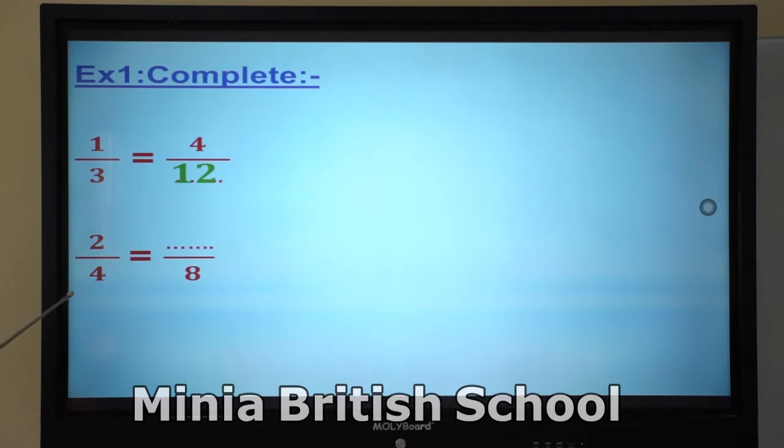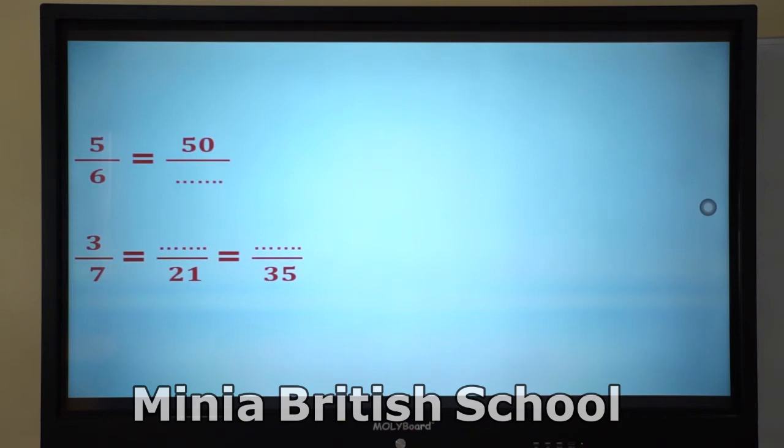Here I have 2 over 4 equals what over 8? I don't know what 2 became, so look at the denominator. Here I have 4 and 8. So 4 times what gives me 8? 4 times 1? No, 4 times 2. Excellent. 4 times 2 gives me 8. So you have to also multiply the numerator by 2 to find the next numerator. 2 times 2, it will be 4. So 2 over 4 equals 4 over 8.